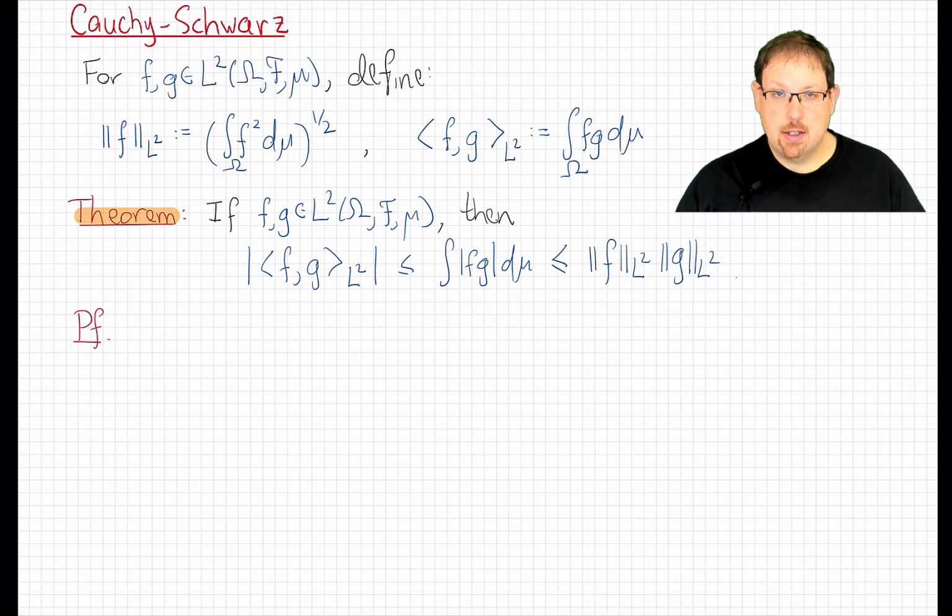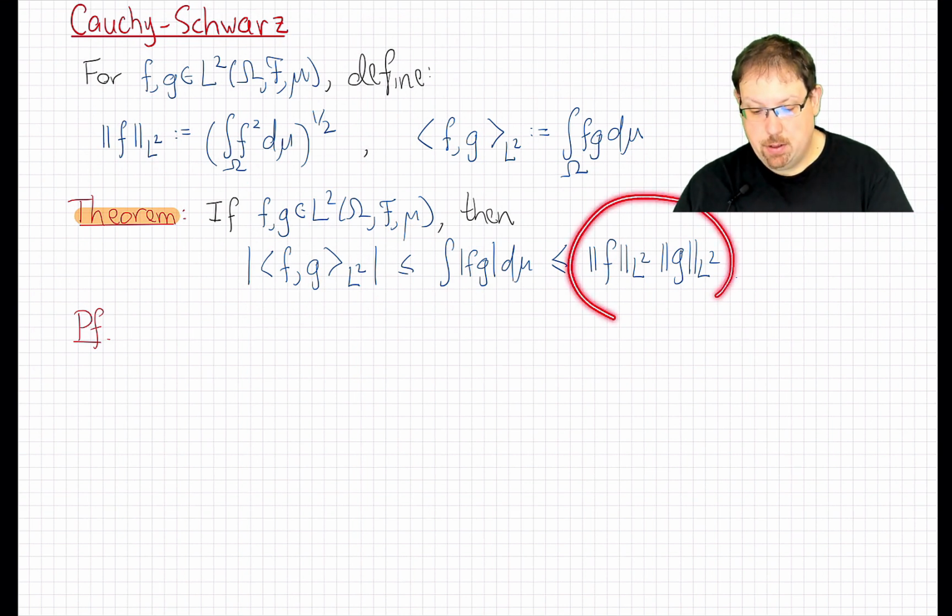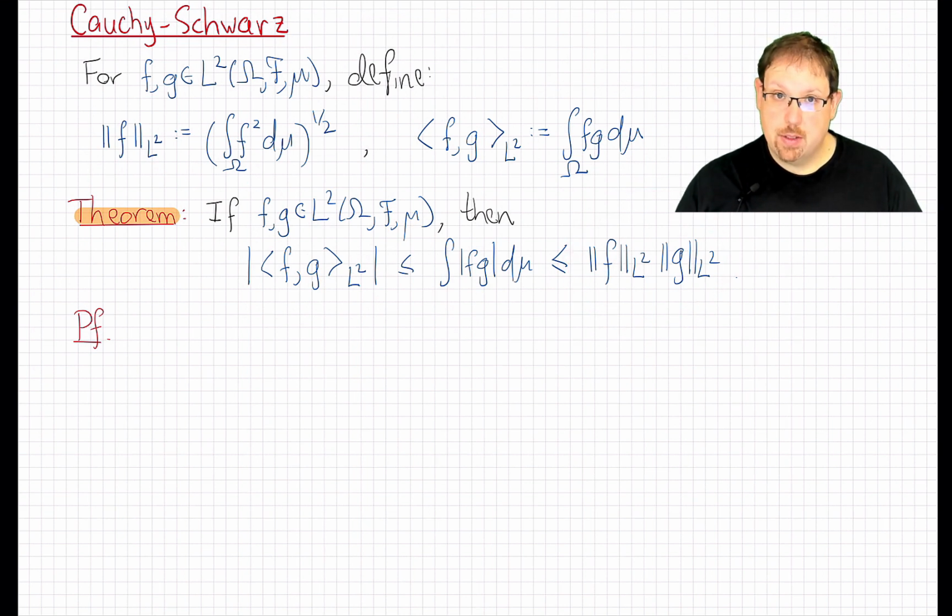Here is a key soft analysis inequality, the Cauchy-Schwarz inequality. It says that if f and g are any two L2 functions, then the absolute value of their inner product, which is less than or equal to the integral of the absolute value of the product of the functions, is less than or equal to the product of their L2 norms.